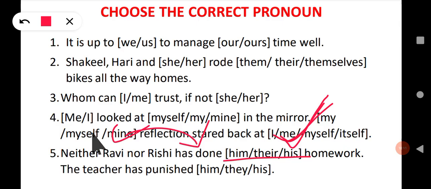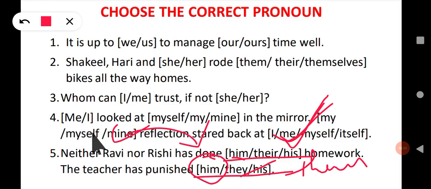The teacher has punished dash. Punished him, or punished they, punished them. Which one can you use? Not his here, it should be the them option. Now, the teacher has punished both of them. Okay, so here both of them are punished.